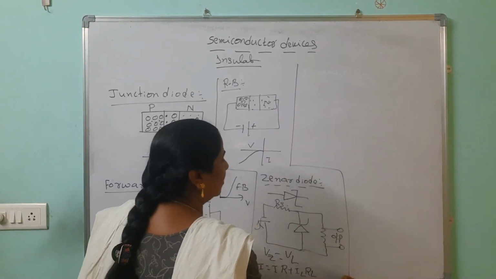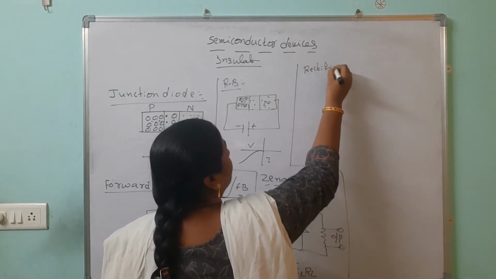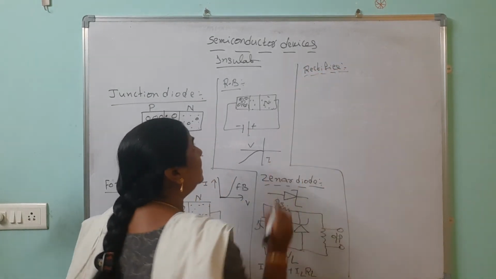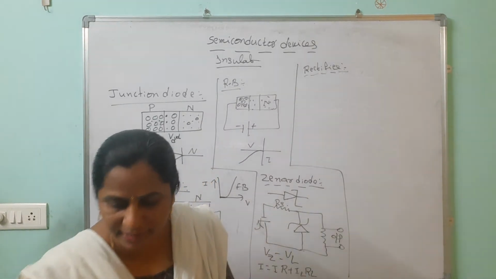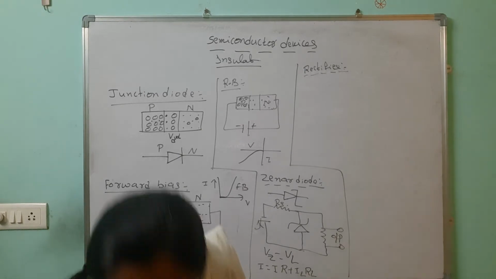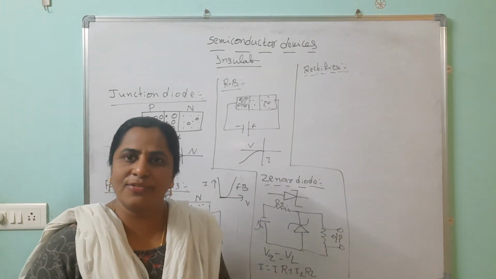The next one we are going to discuss is rectifiers. What is a rectifier? It is an electronic device that converts alternating current to direct current. But there are two types of rectifiers: one is the half wave rectifier, another one is the full wave rectifier.